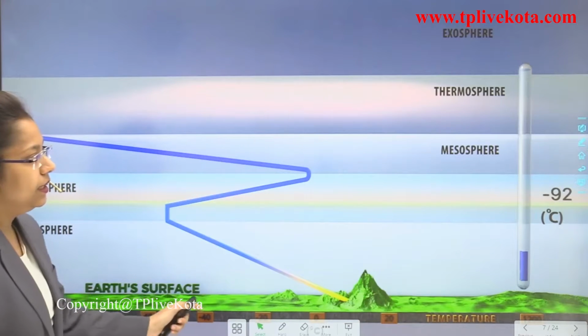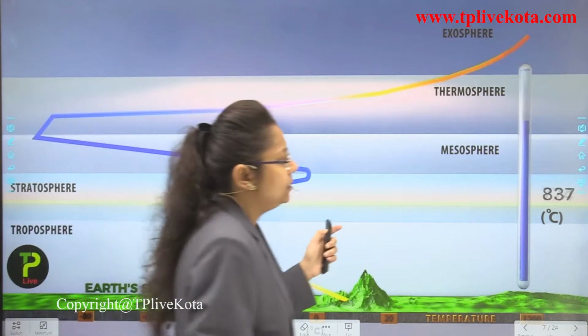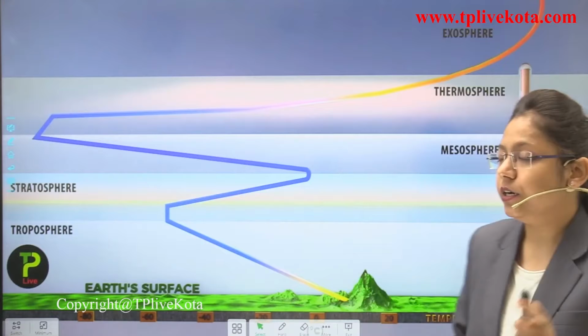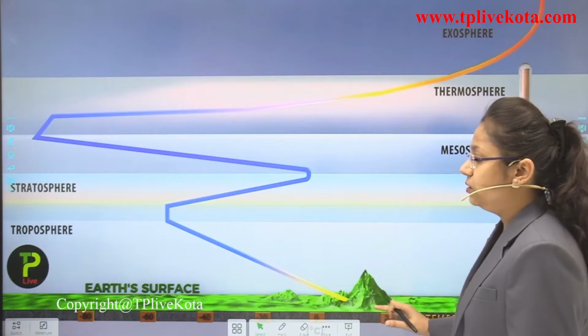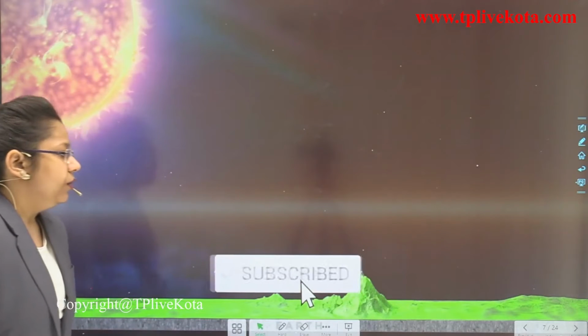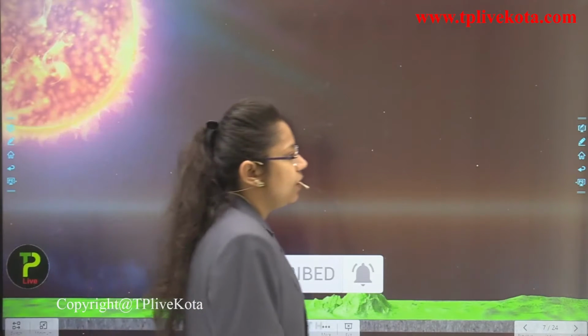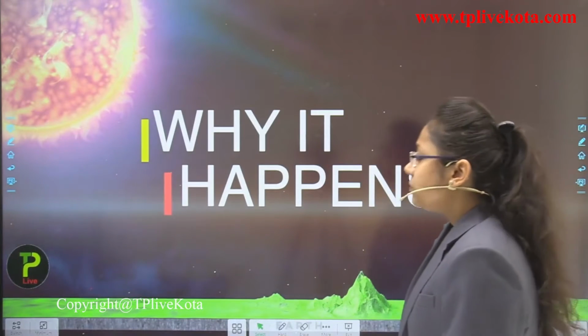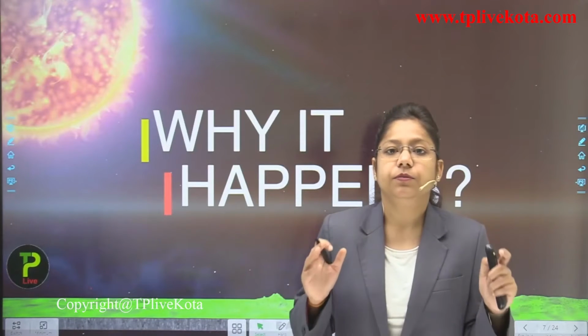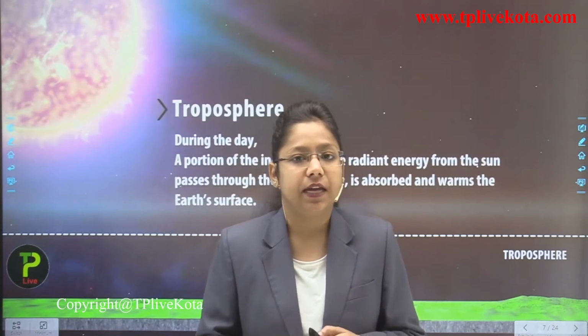Now if we look at the graph, we are going to measure the different temperatures which occur in the different layers of the atmosphere. You can see the zigzag graph, and from the earth's surface the temperature is constantly increasing. So we can say, students, that the layers of the atmosphere on our earth's surface are protecting us from the harmful radiations. And why is this happening? Why is it that all the 5 layers are arranged like that, and protect us from the different harmful rays which are entering the earth's surface?